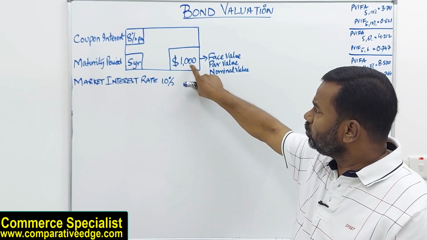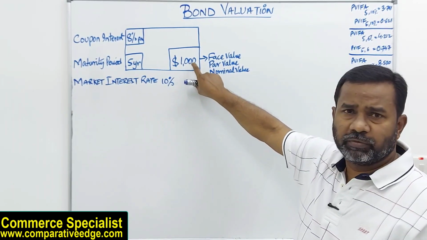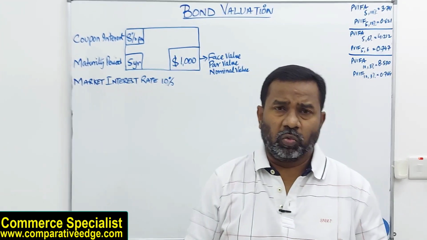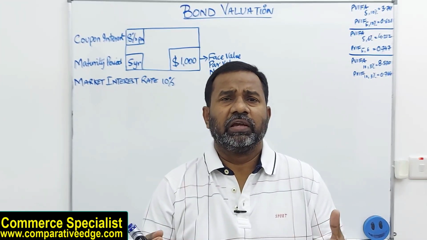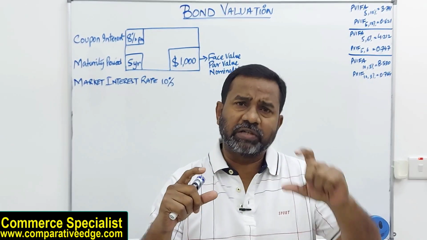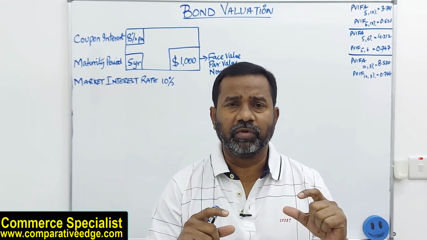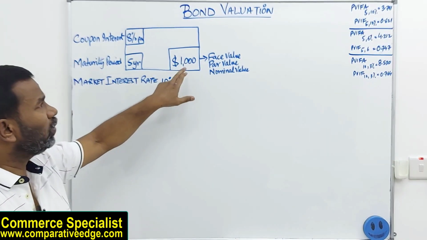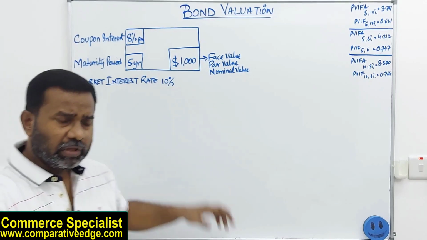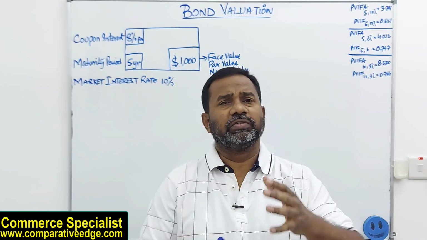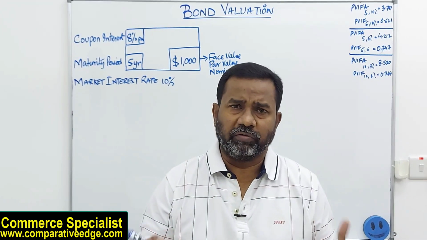The very first thing you need to be familiar with is the face value. Face value is also known as nominal value or par value. And what is it? Just like a currency note, if you have a $20 note or $100 note, it's 100 written on it. That's the face value. So bonds also have face value, and here it is $1,000. Generally, the face value is given to you in the question, whether it is $1,000 or $100, whatever.